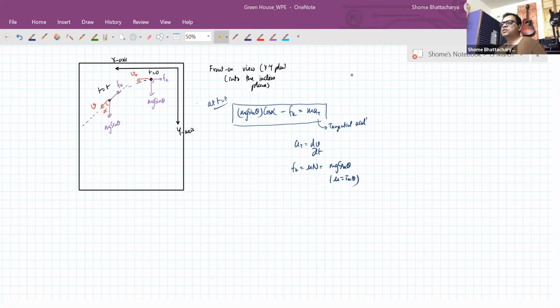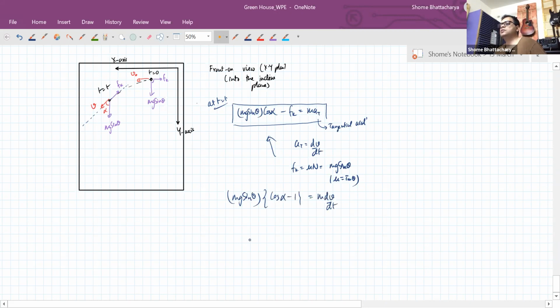Okay, so see what this is giving us now. When we substitute this information here, we get mg sine theta into cos alpha minus 1 is equal to m dv by dt. So dv by dt is equal to g sine theta into cos alpha minus 1.